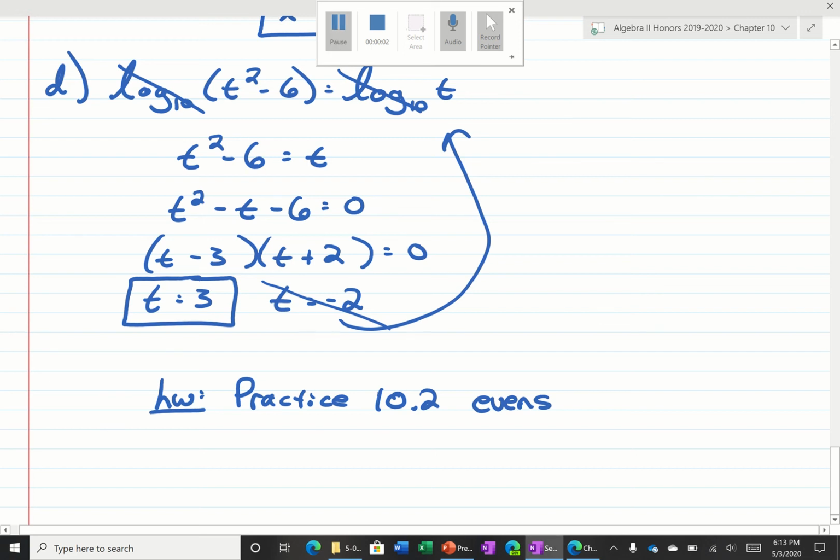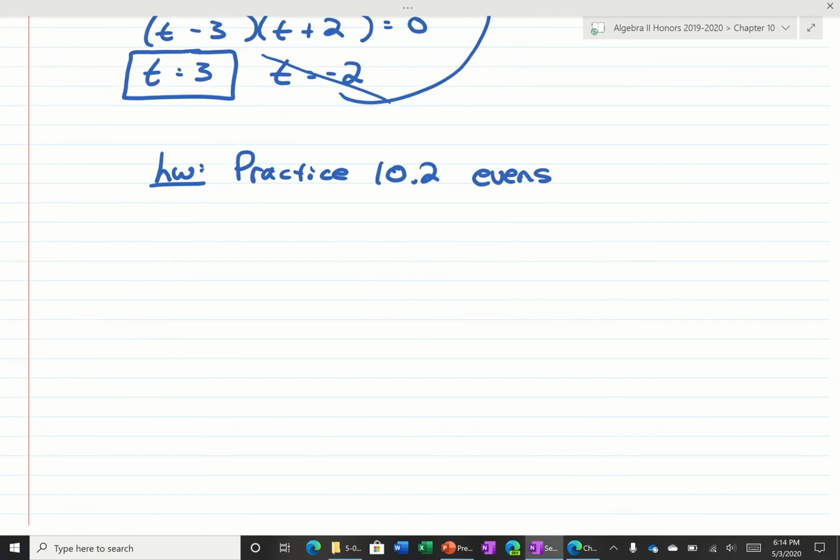All right, so for homework, I had asked you to do practice 10 to the evens. So we can quickly go through this. Should have been pretty easy for us. Let's get started here. So problem number 2.